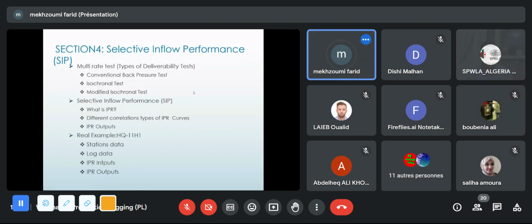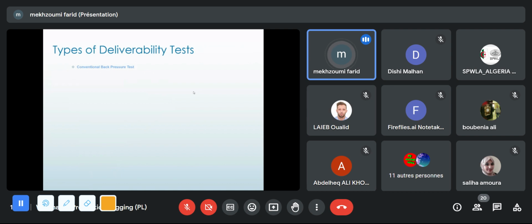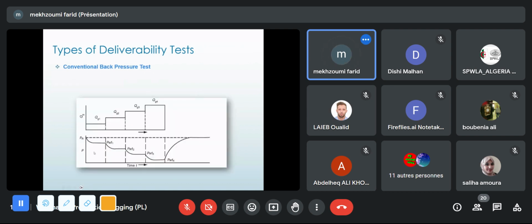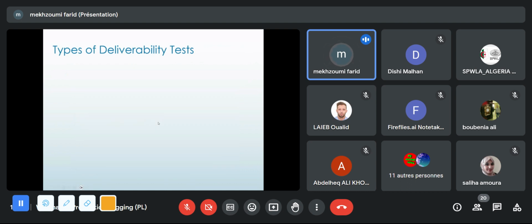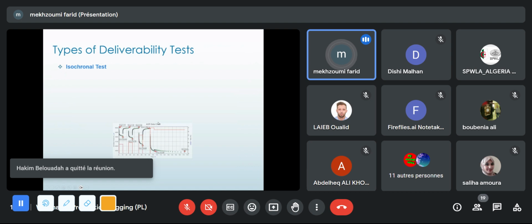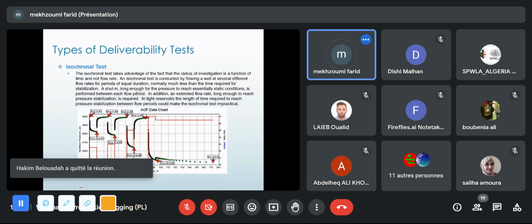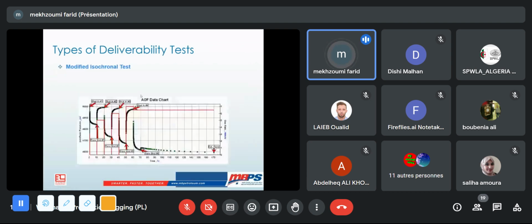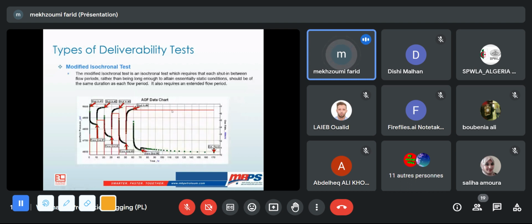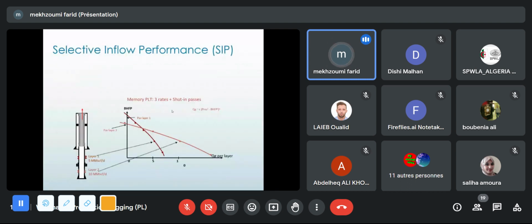Yes. Okay, so here is what I mean about the correct way. To know the period of shutting and then flowing depends on what you call the isochronal test. To be honest, even I'm not specialized in that, so a modified isochronal test. What we are aiming for from SIP is to get the relationship between inflow rate and bottomhole pressure.